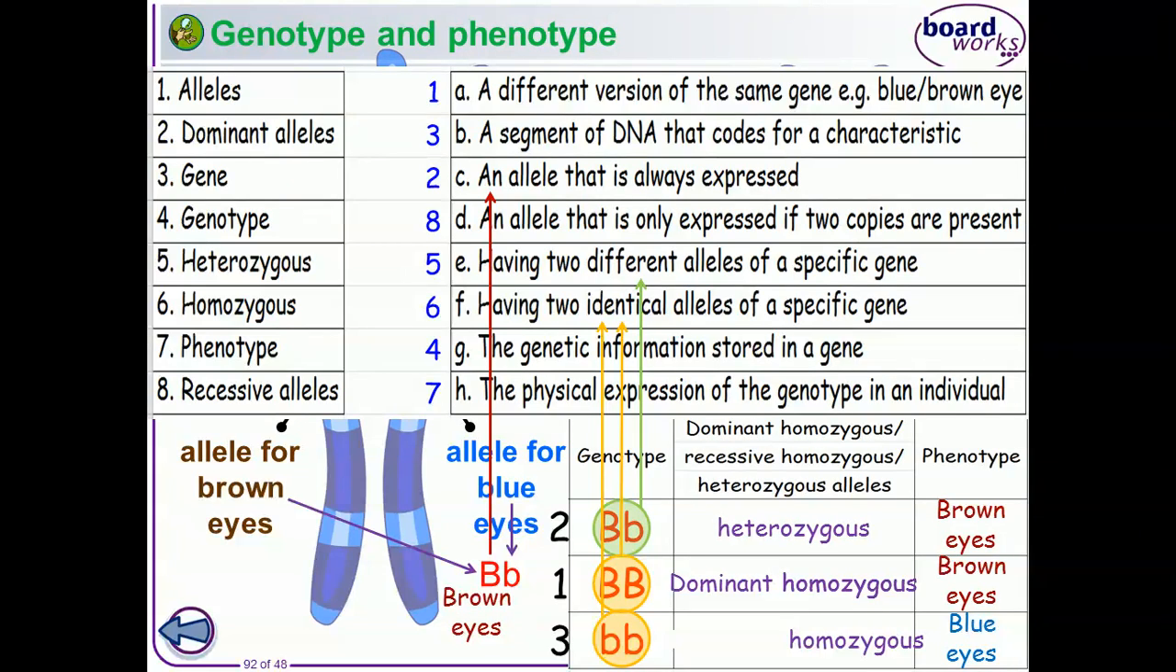Then if we look at person 3, they've got two lowercase b's in their genotype. This means that they are recessive. So that person is recessive homozygous. And we know that for recessive to be expressed, you need two copies of the recessive allele. And you can see that they are expressing blue eyes because that person has got two copies.